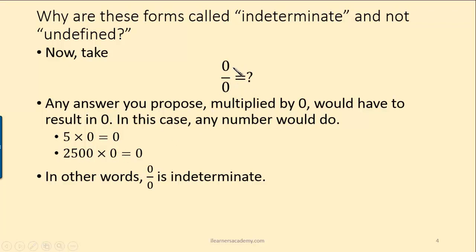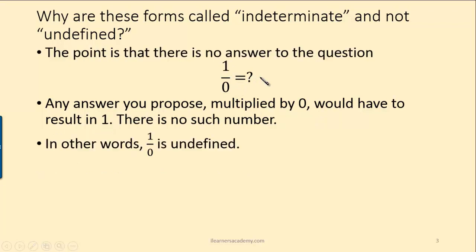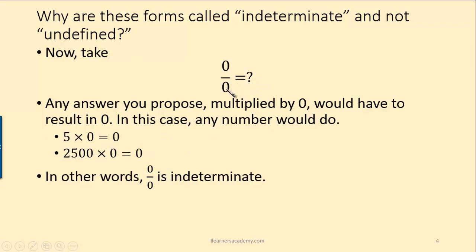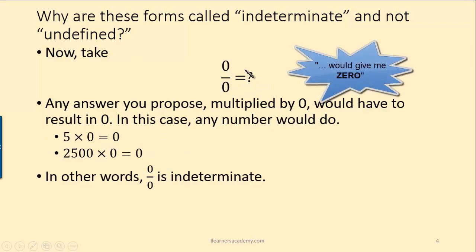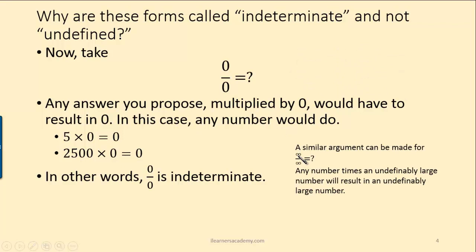So notice this is not the same thing. In this case, I couldn't think of a single number which multiplied by 0 would give me 1. Here, any number multiplied by 0 would give me 0. So this form is said to be indeterminate. We can make a similar argument for infinity divided by infinity. Any number multiplied by something undefinably large will give us something that is undefinably large.